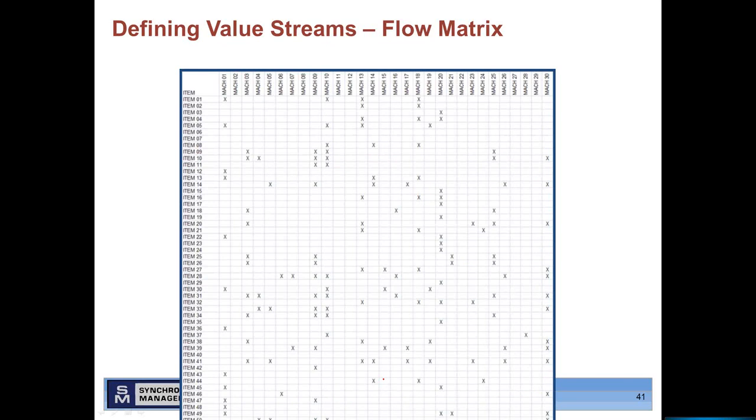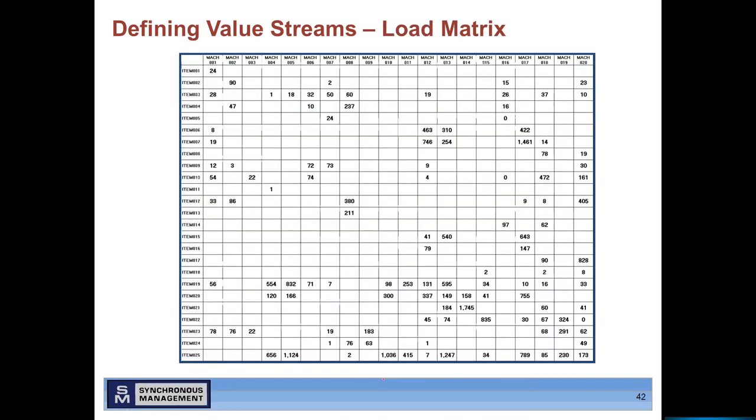Well, one of the things you can do, just as an example, is what if we took this and instead of just putting X's in there, we showed volume. In other words, how many units per week of item 1 have to go through machine 1, and how many units per week of item 2 have to go through machine 2, and 7, and 16, and so on. It's just a different view of the matrix. But what it does do is it makes certain common flows fairly apparent to begin with.